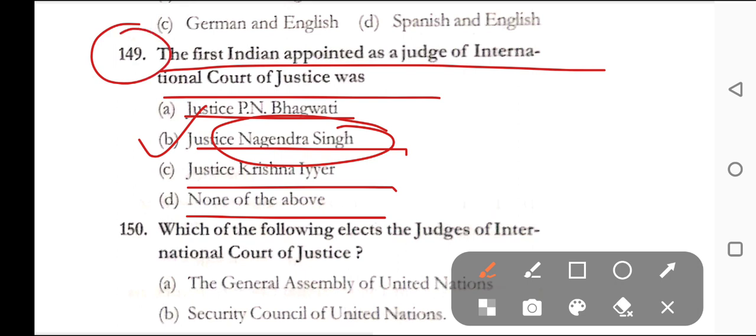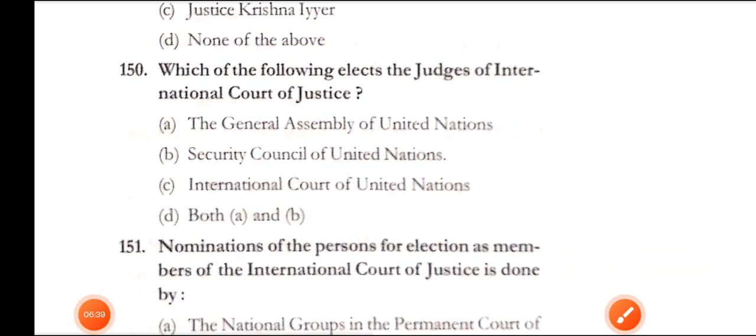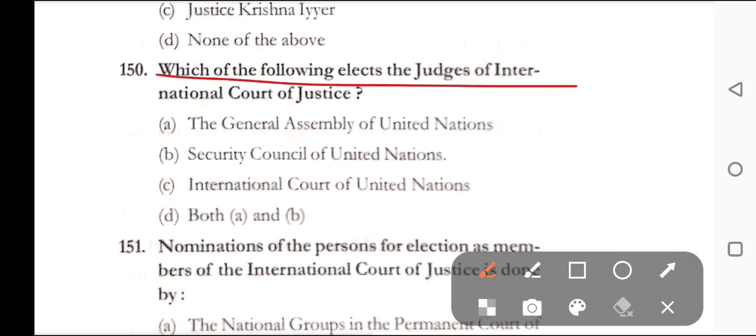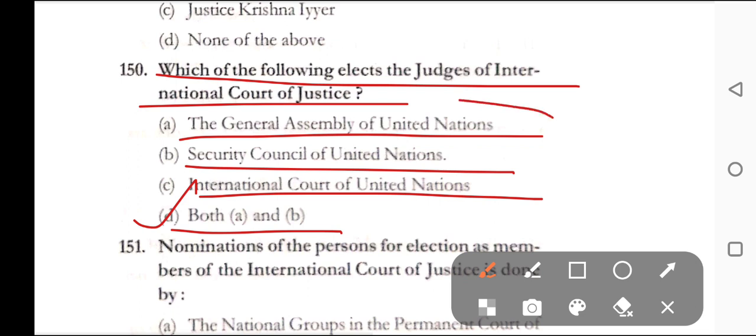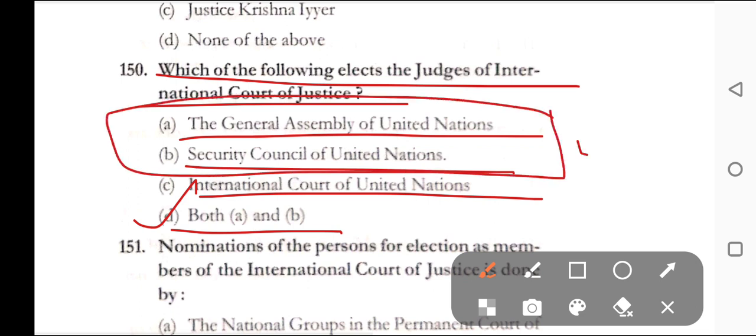This is one of the important questions of the UPSC examination. Please kindly remember that. Question number 150. Which of the following elects the judges of the International Court of Justice? The General Assembly, the Security Council of the United Nations, International Court of the United Nations, both A and B. Correct answer here is option D, that is both A and B. The General Assembly and the Security Council of the United Nations elect the judges of the International Court of Justice.